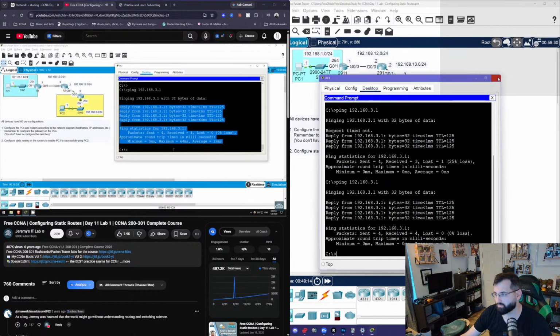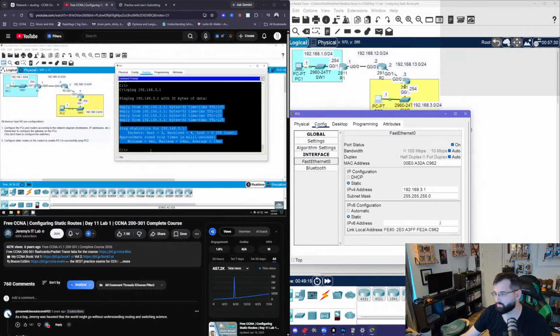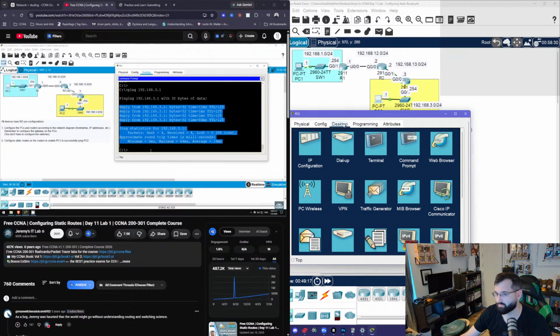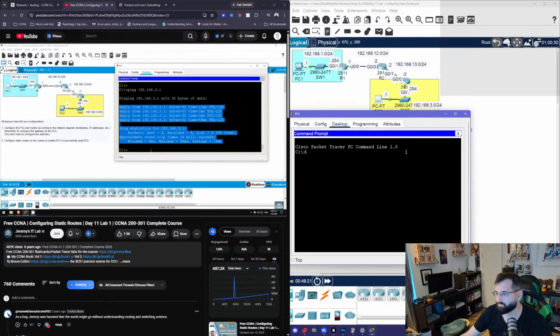Okay, looks like PC1 is able to reach PC2, and PC2 is able to reach PC1 with its reply. We have successfully configured static routing. That's all for this lab.